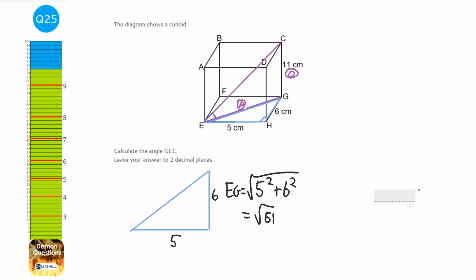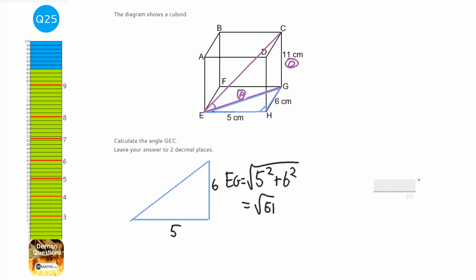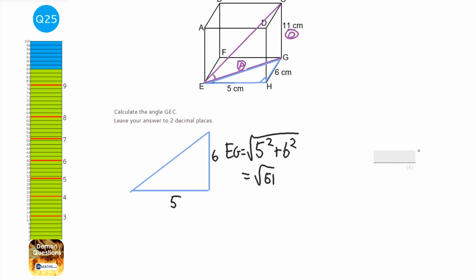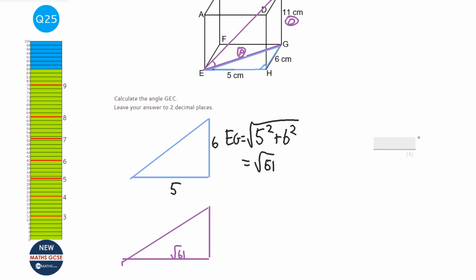Okay, so the next thing to draw is the right angle triangle, the purple one that we've got on the diagram. So let's start drawing that. Okay, so we've got A at the bottom, which we now know is root 61. Let's scroll down a bit. And the height is 11, and we're looking for this angle here. And we can call this angle X, why not?